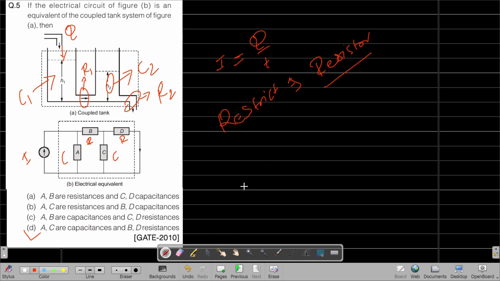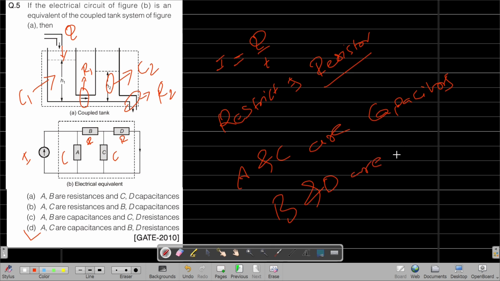A and C are capacitors. B and D are resistors. So option B is correct.